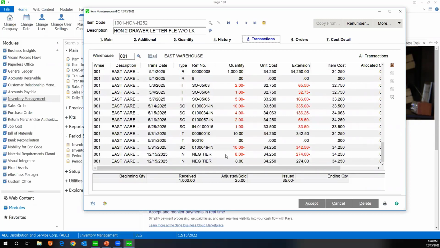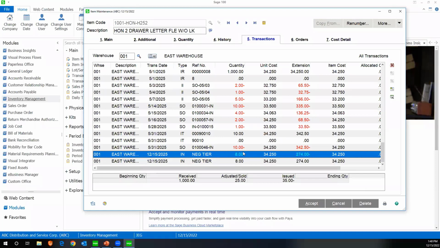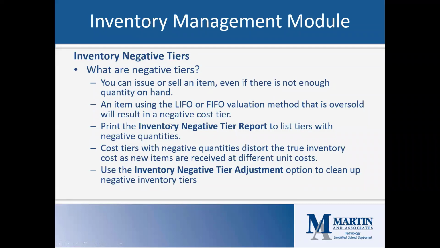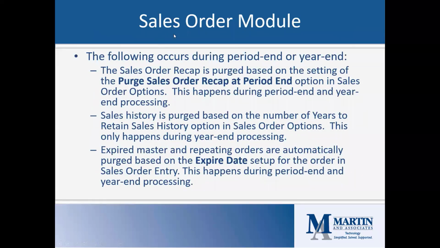So there's the apply of a negative tier, the positive and negative transactions out there. Okay. So a good thing to run, I tell clients, run inventory, run that, at least as you're getting towards your year end or period end, just to kind of clean that up.